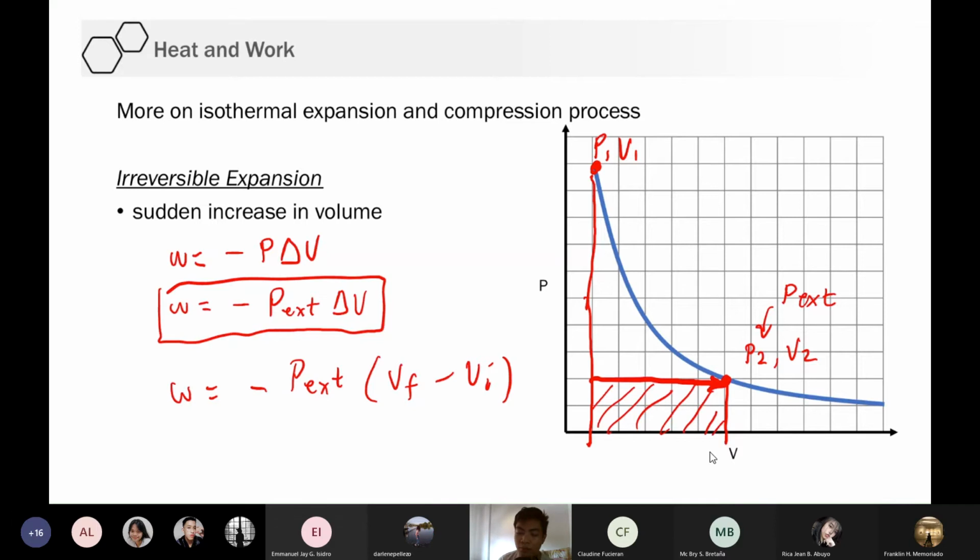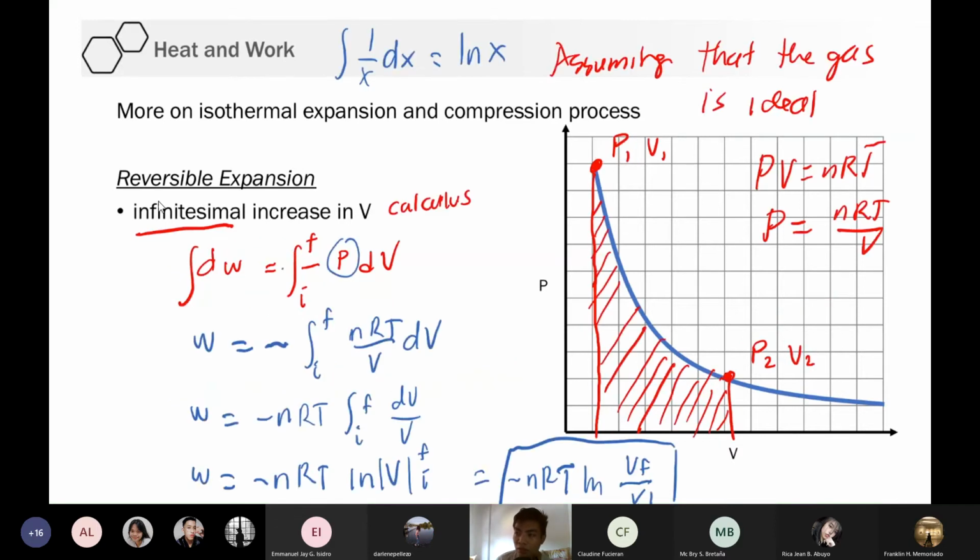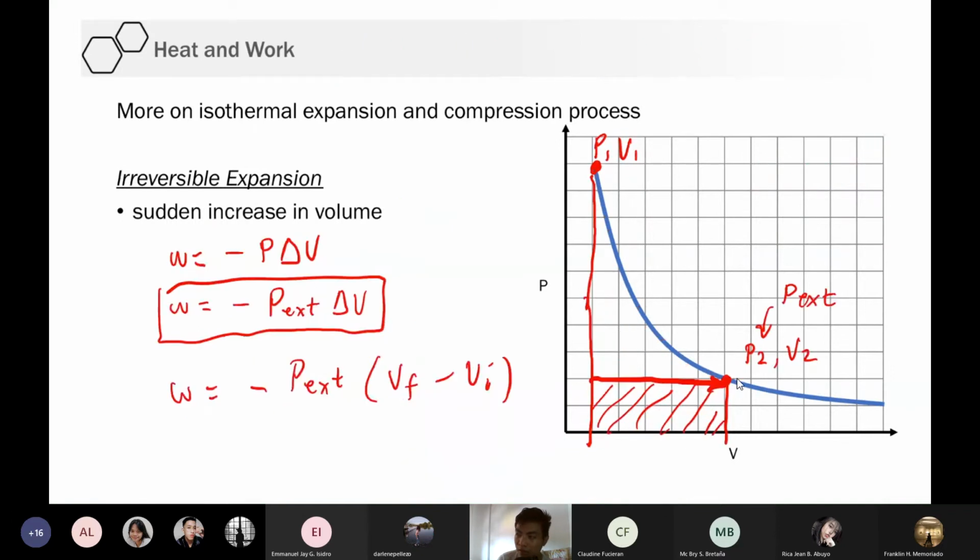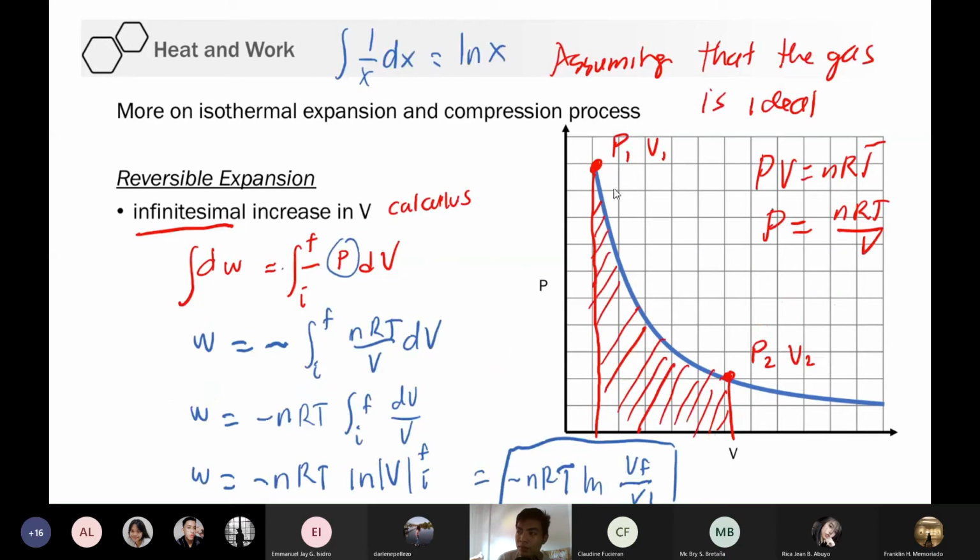Square lang kasi siya. Pero, if we are on a reversible process, no? Pag reversible expansion tayo, we are getting all the area under the curve, no? Kasi dinadaanan natin lahat yan eh. Pag irreversible, biglaan, nagulat na lang siya, andito na siya, no? Hindi na siya nakapag-adjust. Pero kapag reversible, we are getting all of this, no? Ayan, lahat ng iyan. So we have to use calculus, no? Kasi infinitesimal yung change, no? Dahan-dahan yung change. So calculus yung gagamitin mo diyan.